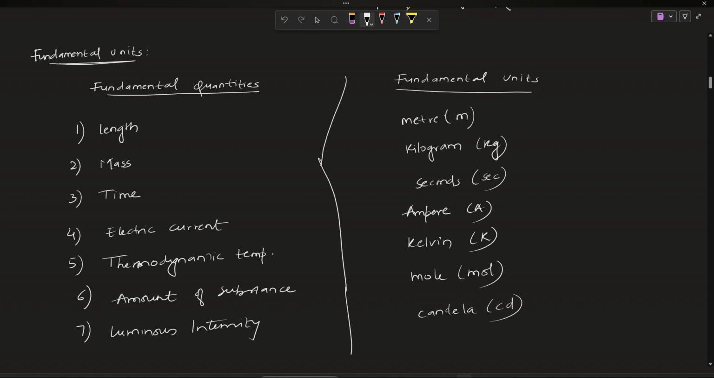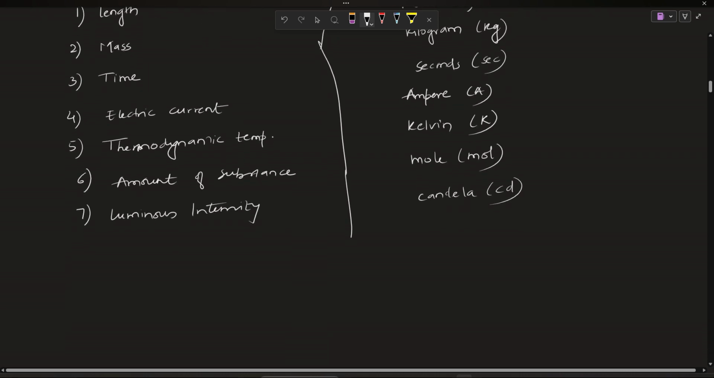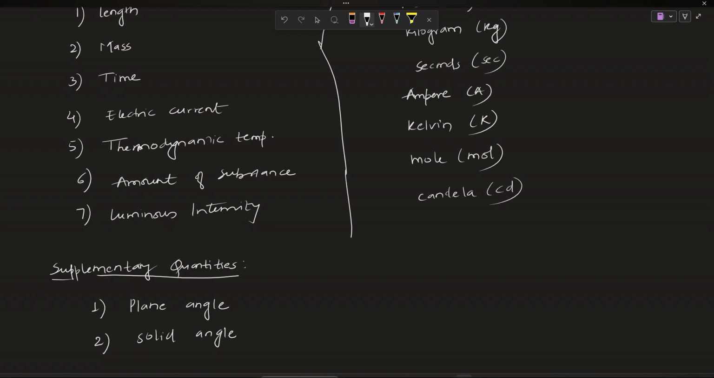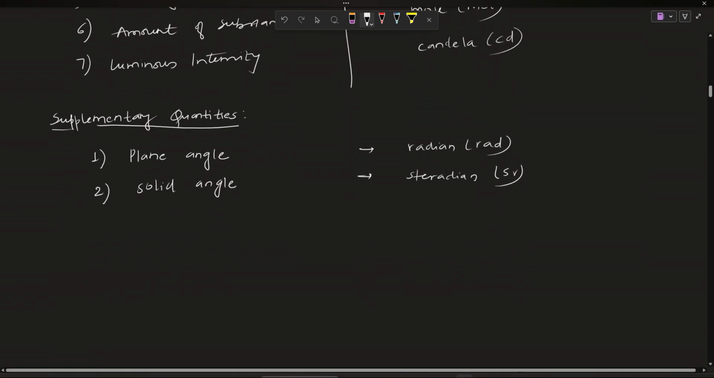Okay, there are also supplementary quantities, which are neither fundamental nor derived. There are two such quantities. The first is plane angle and the second is solid angle. And what are their units? The unit of plane angle is radian, denoted by rad, and the unit of solid angle is steradian, denoted by sr. So these are the supplementary quantities.